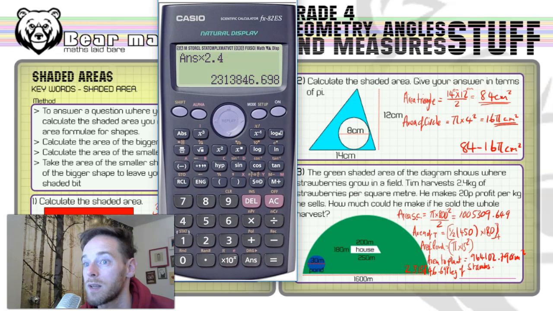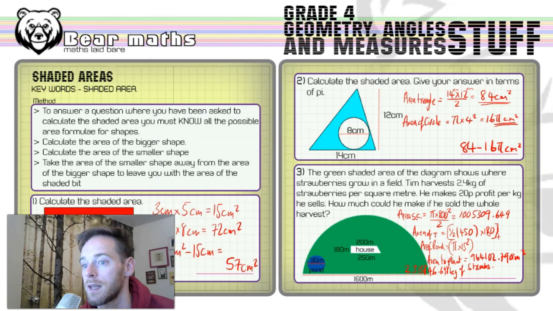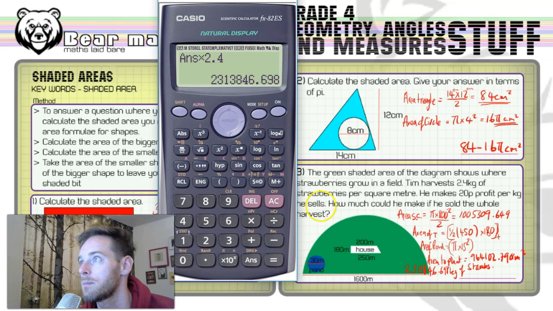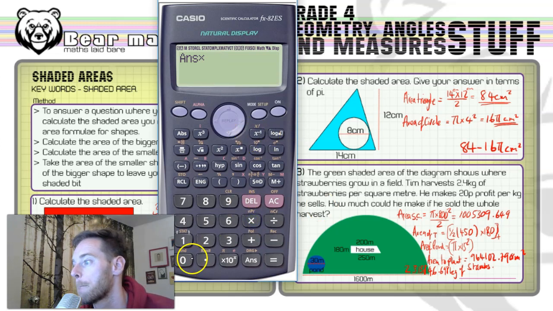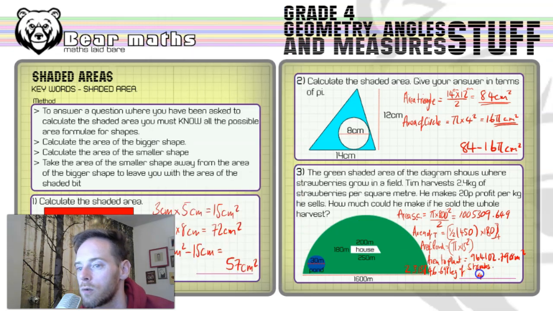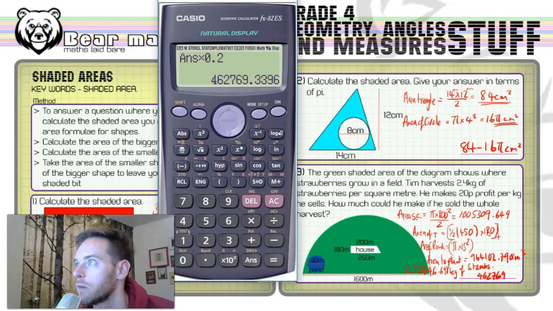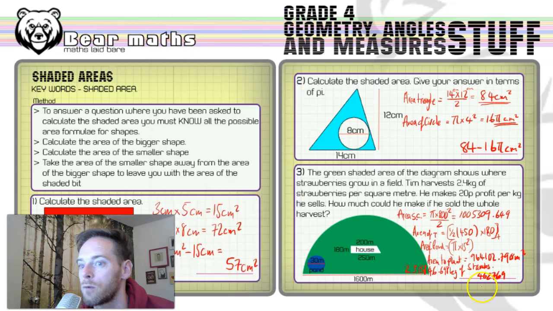Okay, he makes 20p profit per kilogram that he sells. So 20p on the calculator would be 0.2. So if we multiply that by 0.2, he's making that much money. All right, I'm just going to write that down. 462,769. It pays to be a strawberry farmer. 0.34 because it's money. There we go.